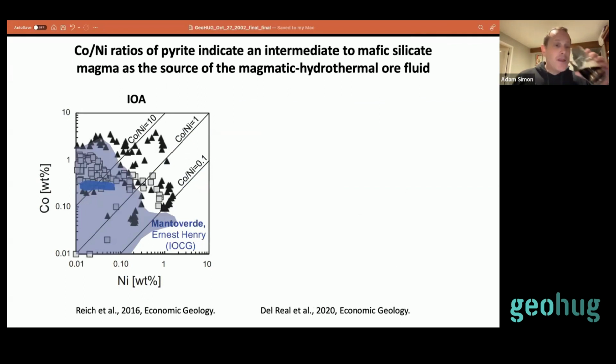We've looked at pyrite. The plot on the left is cobalt versus nickel in pyrite. And then the contours here are cobalt nickel ratios of 10, 1, and 0.1. And the importance of cobalt nickel ratios in pyrite is that high cobalt nickel ratios are consistent with the ore fluid from which pyrite precipitated. That ore fluid was sourced from an intermediate to slightly mafic silicate magma. We see the same thing in every deposit we've looked at.